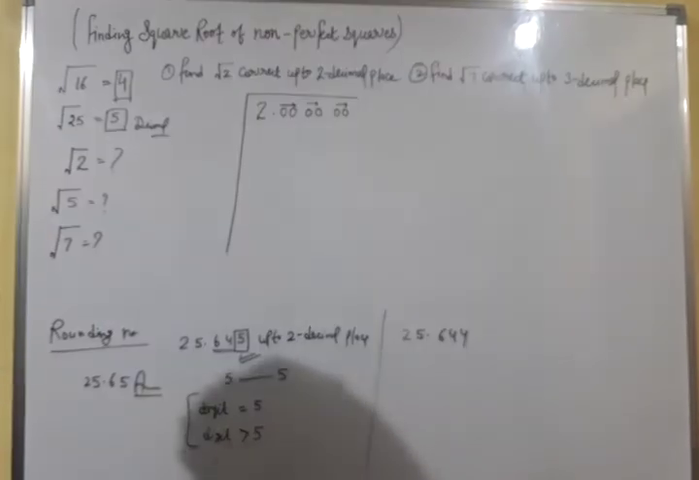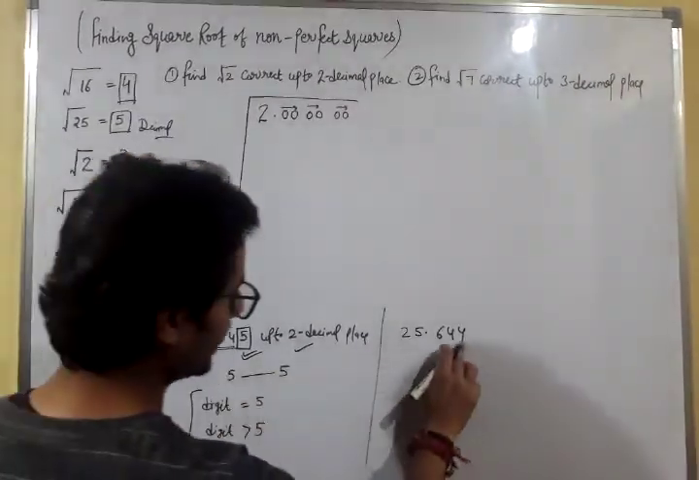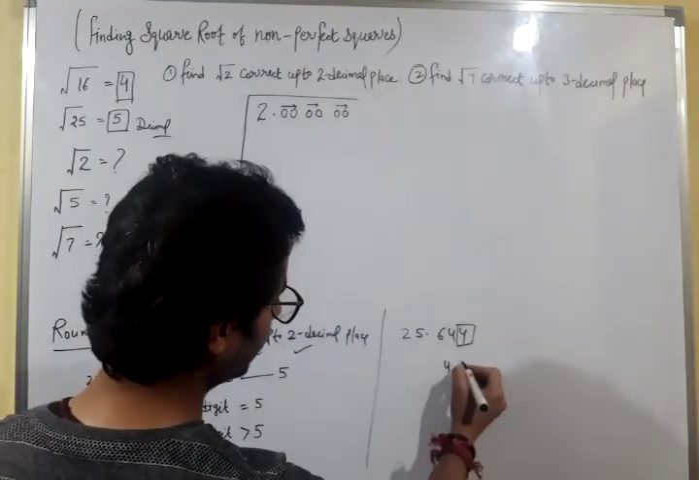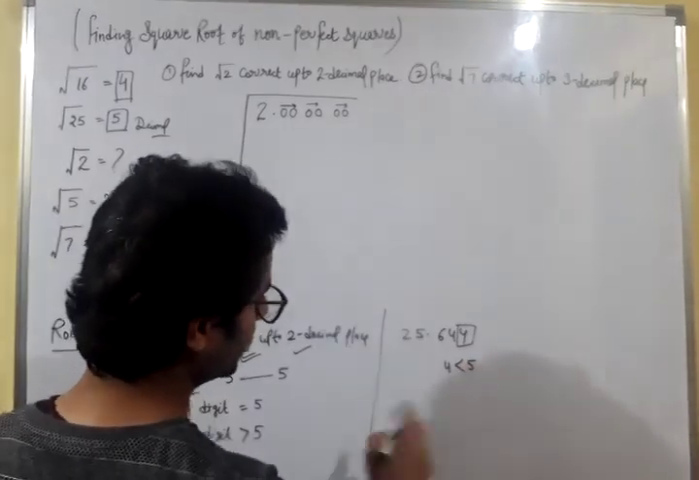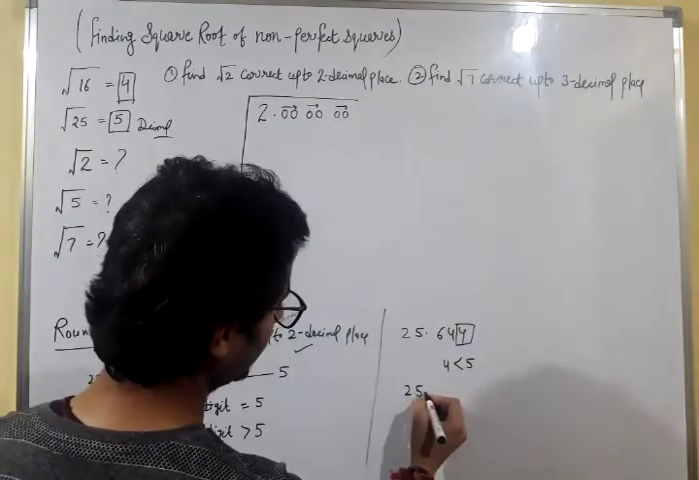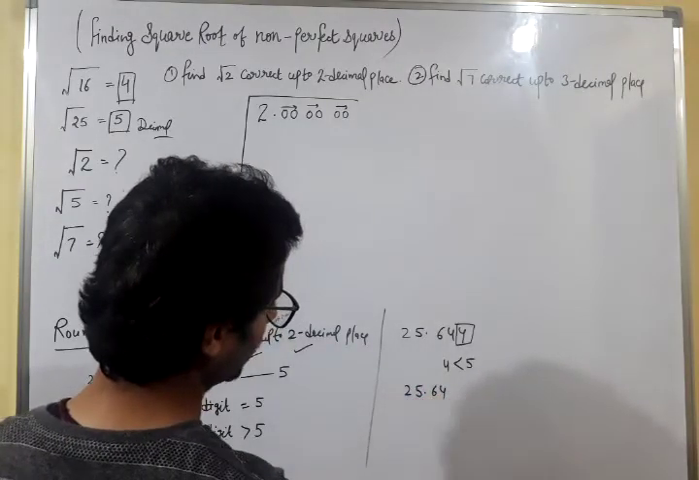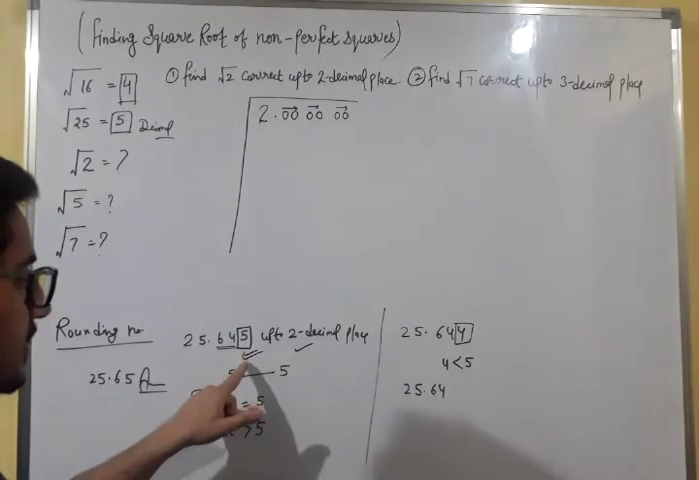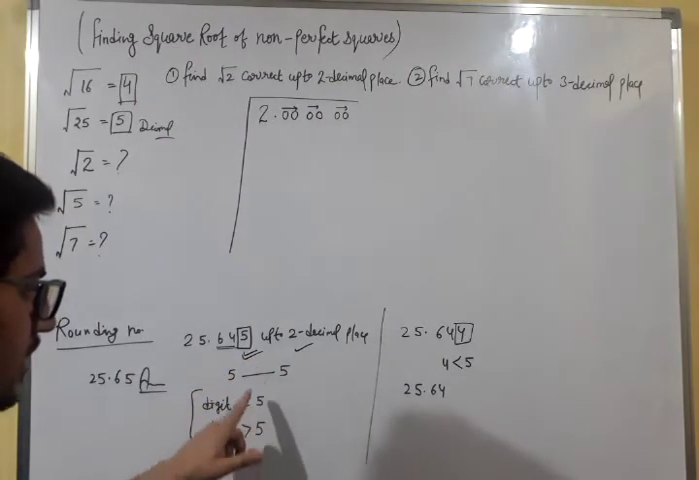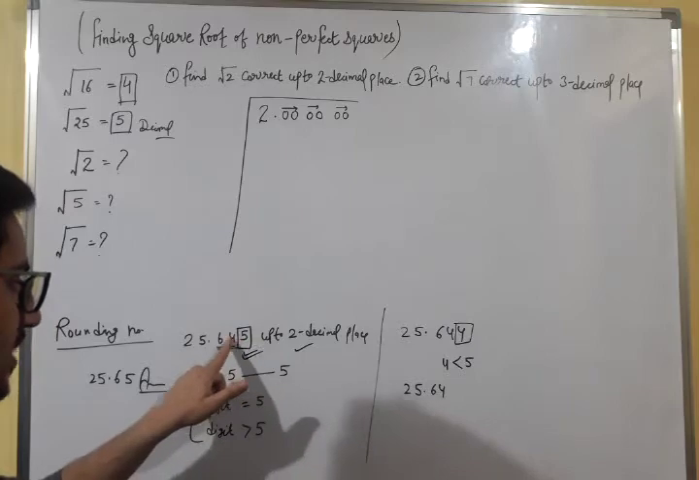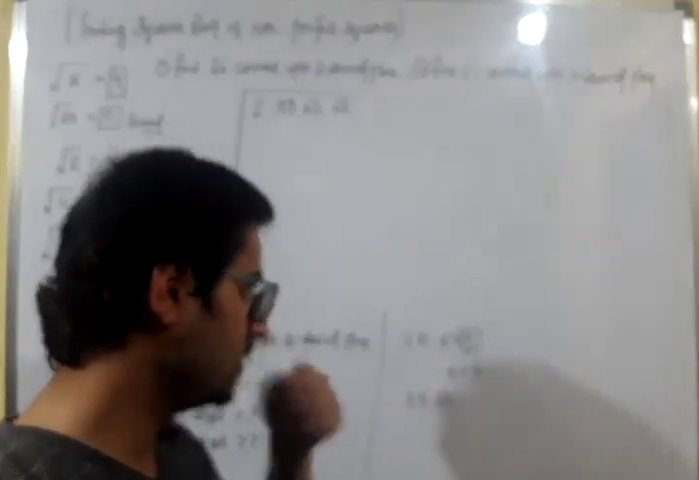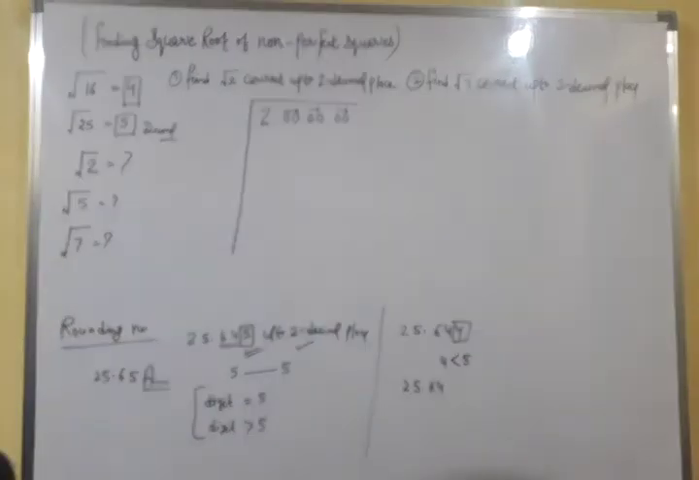25.644 and we have to round it off up to two decimal places, and the digit written at the third decimal place is 4 and 4 is less than 5, so the answer will be 25.64. We will not add 1 here. The digit written at the third place will be equal to 0 and we will add 1 in the previous digit. But in this case, if the digit is less than 5, then we will not add 1.